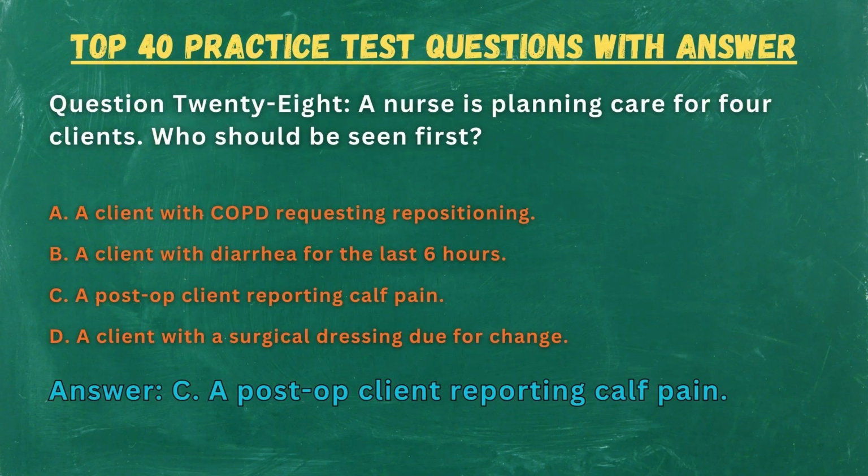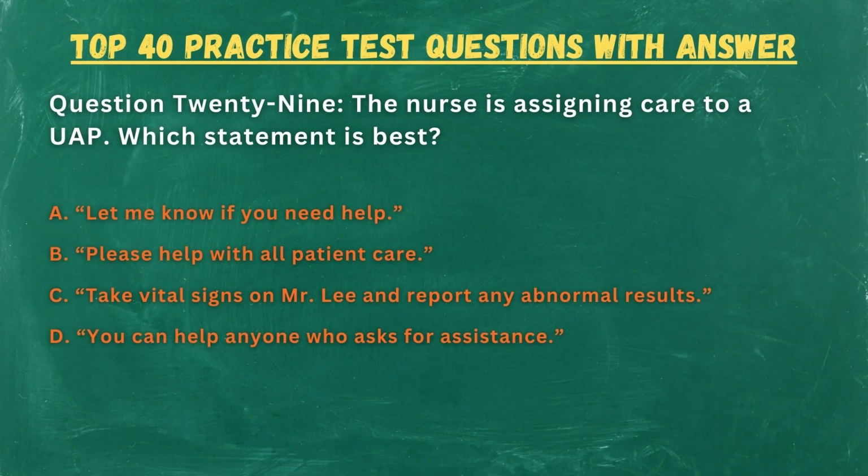Answer: C. A post-op client reporting calf pain. Question 29. The nurse is assigning care to a UAP. Which statement is best? A. Let me know if you need help. B. Please help with all patient care. C. Take vital signs on Mr. Lee and report any abnormal results. D. You can help anyone who asks for assistance.